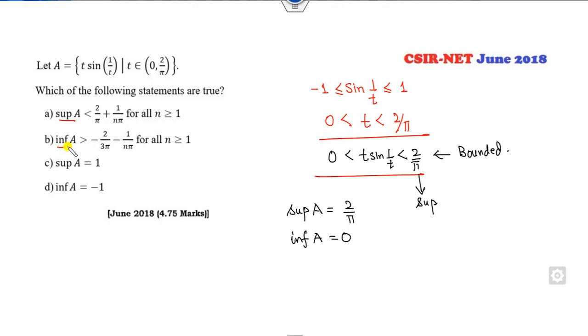Now look at the options. If the infimum of A is 0, then 0 is greater than for all n. Can you say it's okay? Firstly, you can see 2 over pi is less than this, satisfied. This is very simple because it's satisfied. The infimum of A, 0, is greater than this negative, satisfied. The supremum of A is 1 cross, the infimum is minus 1 cross. A and B are my right answers. Remember, they are not talking about the limit of the supremum, only the supremum of this.